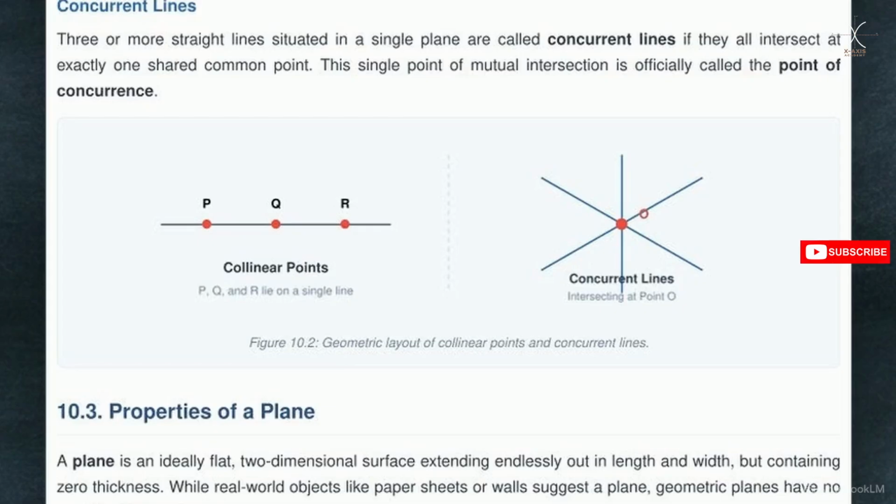We use specific terms for how entities align. Points are collinear if 3 or more lie precisely on a single straight path, like P, Q, and R. In contrast, lines are concurrent if 3 or more intersect at one shared coordinate, the point of concurrence.